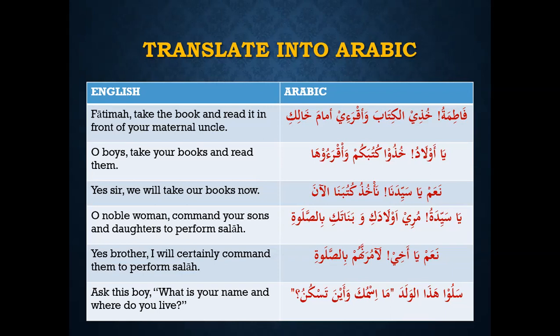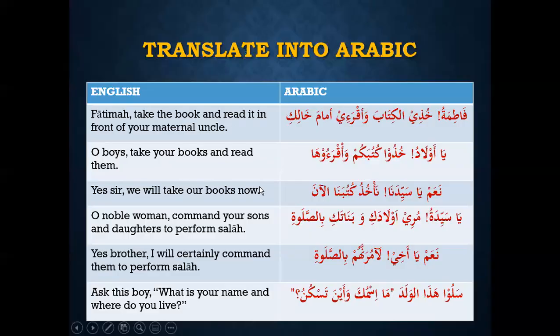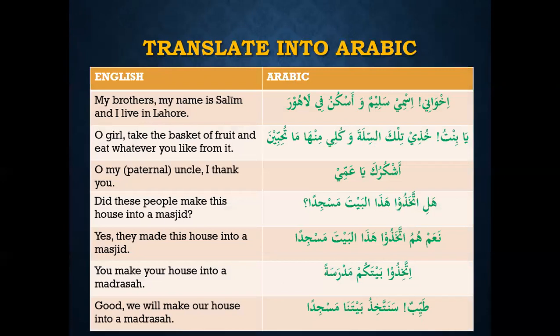Ask this boy, what is your name and where do you live? Salu, for your plural form, or sal, you can say sal. Sal هذا الولد. For single, sal هذا الولد. Ask this boy. Or for plural, salu, ask this brother. ما اسمك, what's your name? وأين تسكن, where do you live? My brothers, my name is Salim and I live in Lahore. إخواني اسمي سليم وأسكن في لاهور.